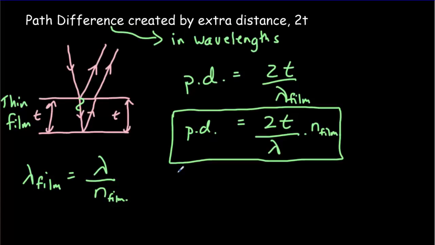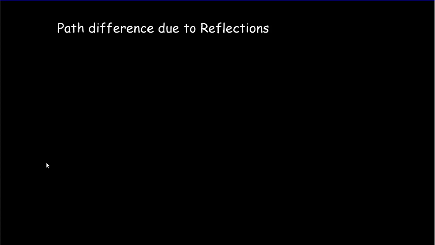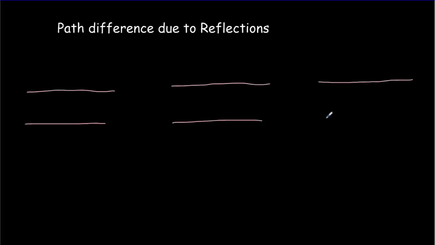Now the next thing we need to do is figure out any contribution to path difference due to those inversions at the 2 reflections here and here. Now let's look at the path difference due to the reflections at the interfaces. So let's look at 3 scenarios. So I've got thin film 1, thin film 2, and thin film 3. And let's say in the first case we're going from air, where the index of refraction is 1, to water, where it's about 1.3, to glass, say, where it's about 1.5. So we're going from low to high optical density.